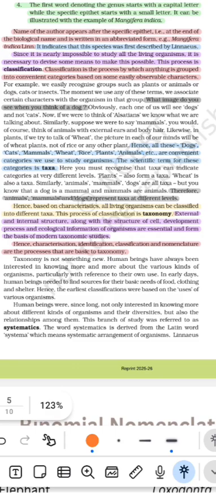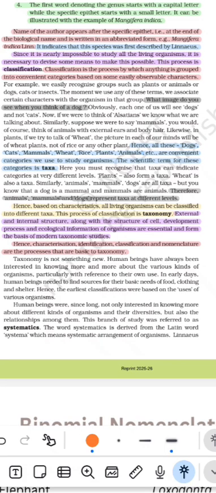Human beings have always been interested in knowing more and more about the various kinds of organisms, particularly with reference to their own use. In early days, humans needed to find sources of their basic needs: food, clothing, and shelter. Hence, the earliest classifications were based on the use of various organisms. Human beings were not only interested in knowing more about different kinds of organisms and their diversity, but also the relationship among them. This branch of study was referred to as systematics.